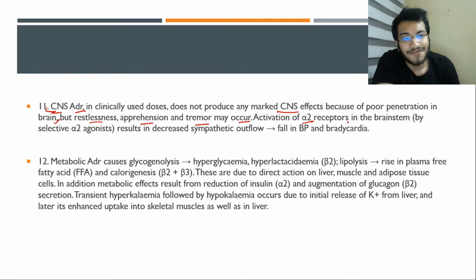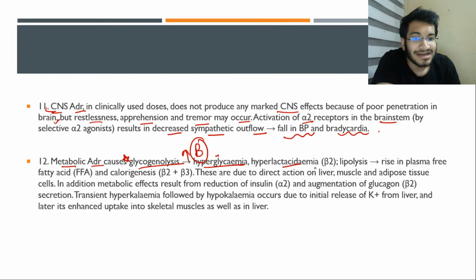Then activation of the alpha 2 receptor in the brain stem results in decreased sympathetic outflow, and fall in BP and bradycardia are there. Metabolic: adrenaline causes glycogenolysis, and thus it increases the blood glucose level, or hyperglycemia. Hyperlactic acidemia occurs due to beta 2, and lipolysis causes dyslipidemia, there is an increase in free fatty acids and TGs in the serum.